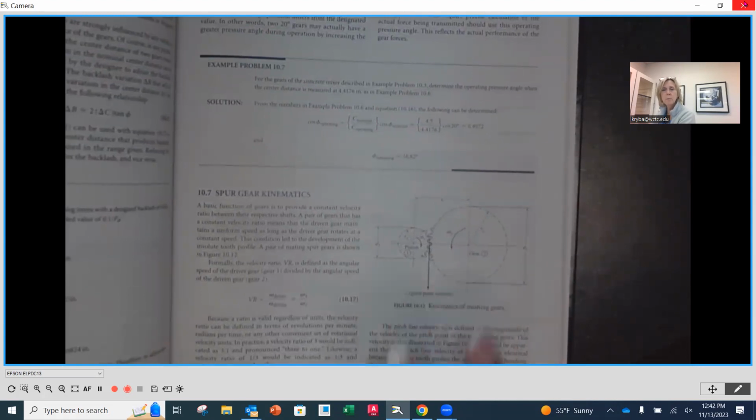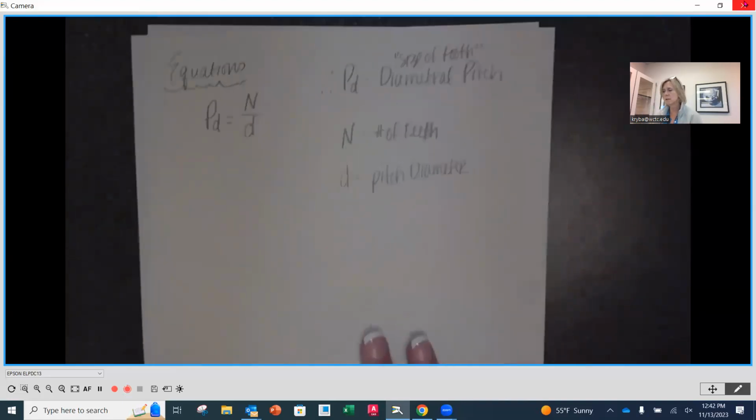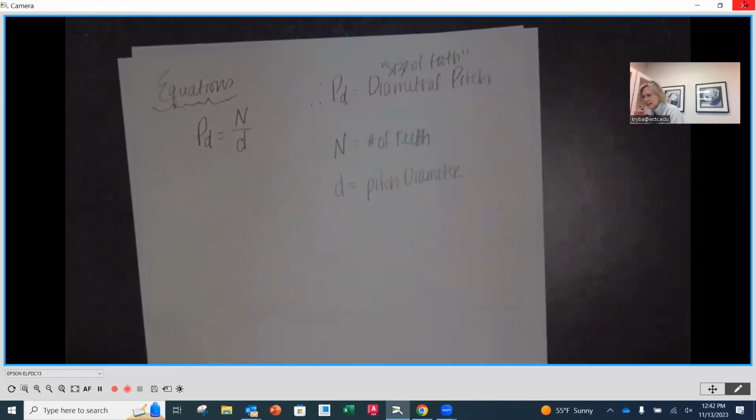Okay. So pitch diameter, lowercase d, diametral pitch, uppercase P. Sounds so similar. And that's why at the beginning here, it's a little confusing, or it's just keeping them straight, honestly.